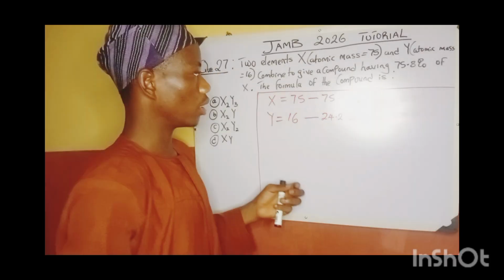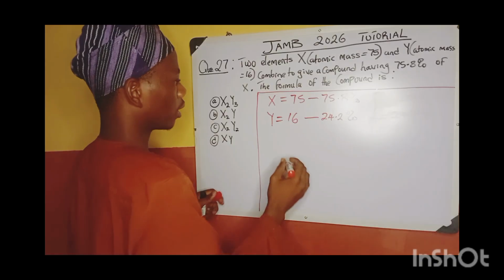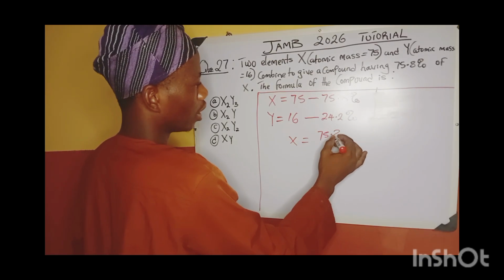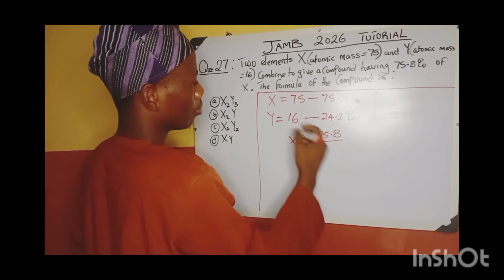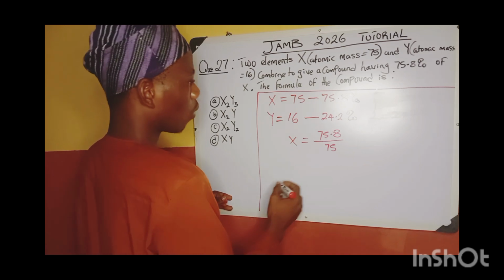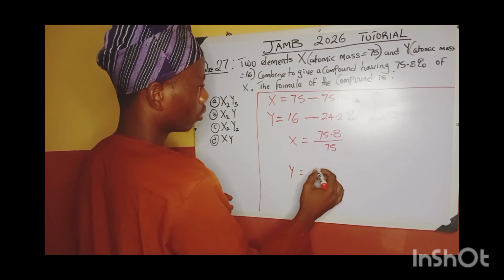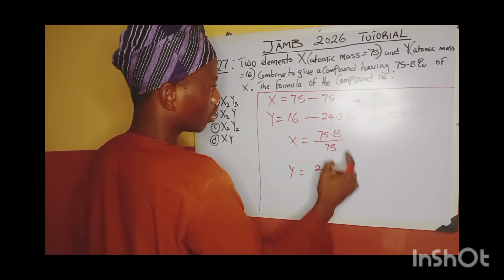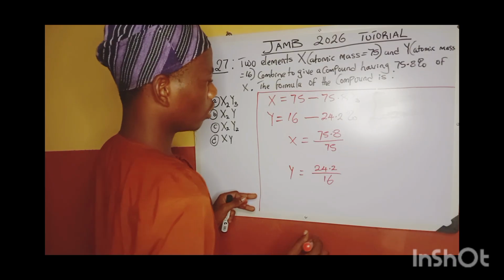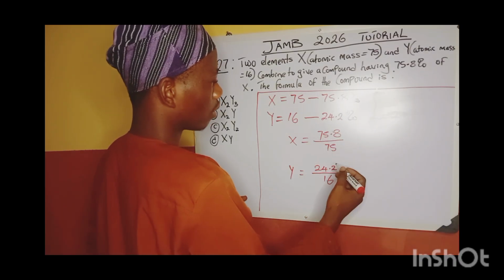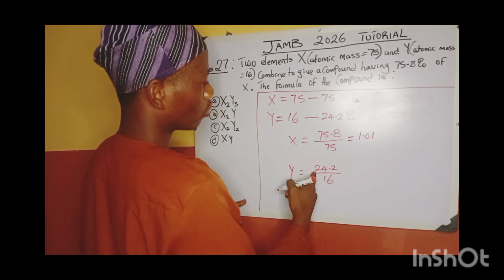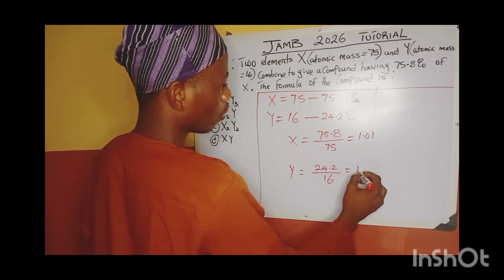Now this is an empirical formula solving. How do you do it? For X, firstly, you divide 75.8, which is the percentage, by the atomic mass, which is 75. 75.8 divided by 75, and Y will be equal to 24.2, which is the percentage, divided by 16, which is the atomic mass. This is how you do it. When you say 75.8 divided by 75, you'll have 1.01. And 24.2 divided by 16, you'll have 1.5.